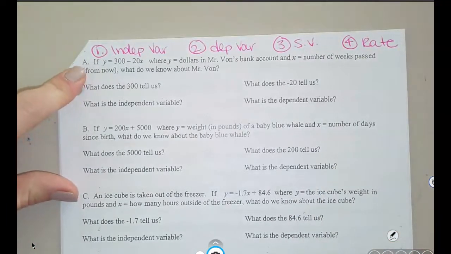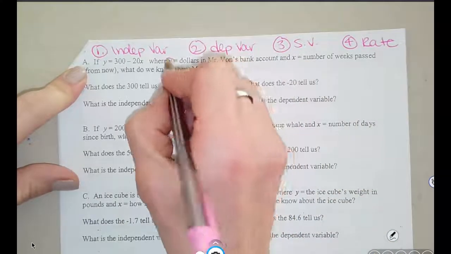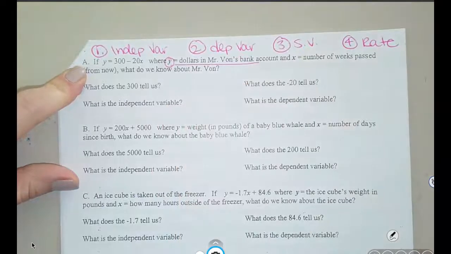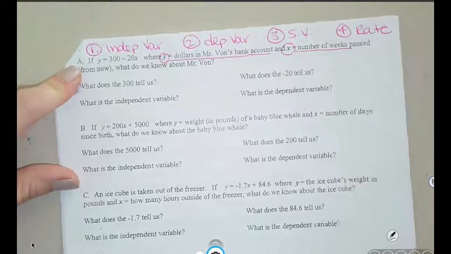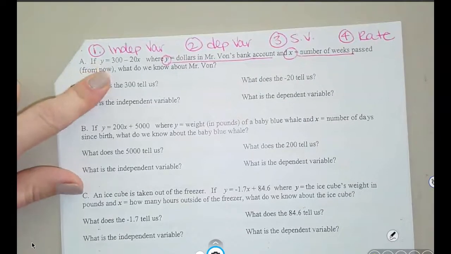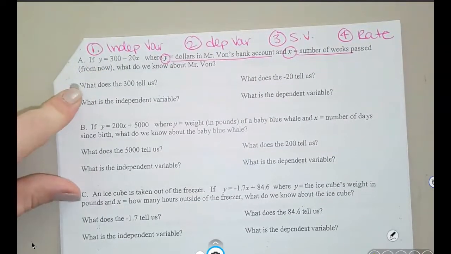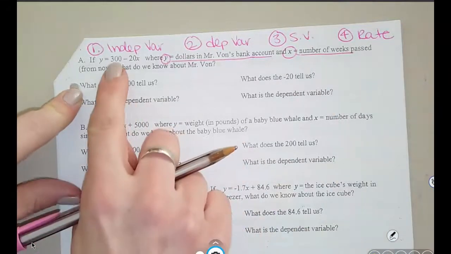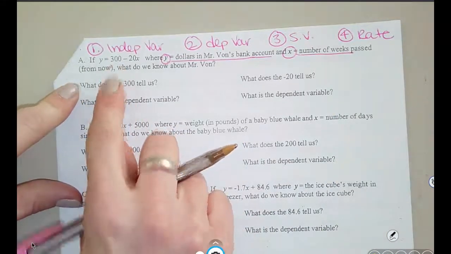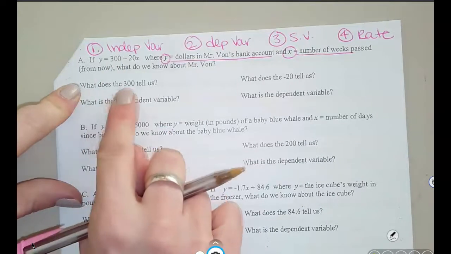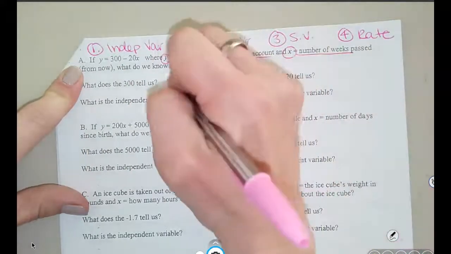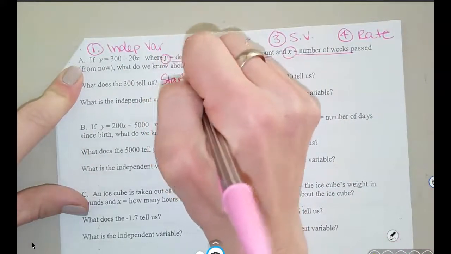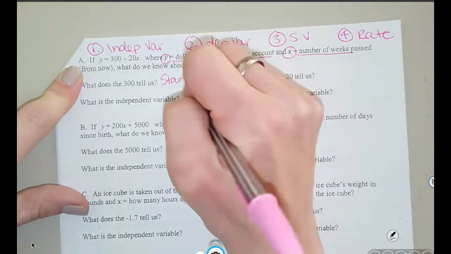A here says if y equals 300 minus 20x, and they tell us y is how many dollars Mr. Vaughn has in his bank account, and x is the number of weeks that have gone by. What do we know about Mr. Vaughn? Well, yesterday we talked about how the number by itself is the starting value. So here when it says what does the 300 tell us, that's the number by itself. So that's our starting value. So I'm going to write he starts with $300.